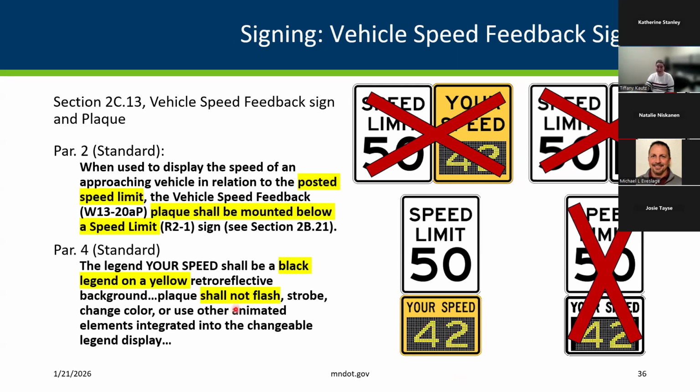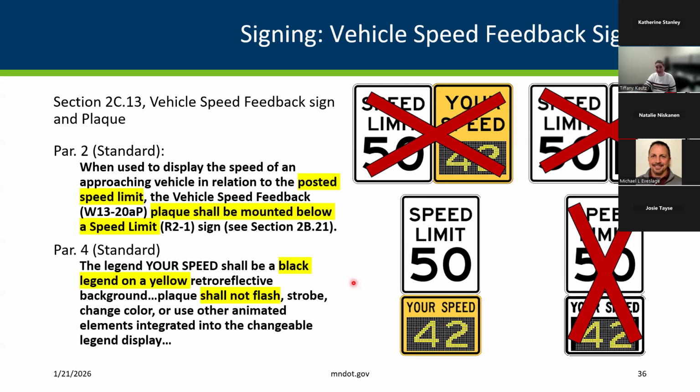This is something that for MnDOT, how we've typically operated these signs has been that if you're going the speed limit or lower, the sign would simply display your speed. If you were going above the speed limit but lower than a maximum threshold speed, then the sign would display your speed, but your speed would have a slow flash to it. That is no longer allowed.